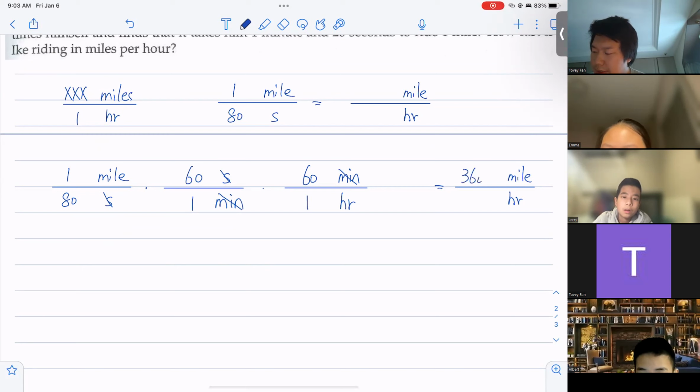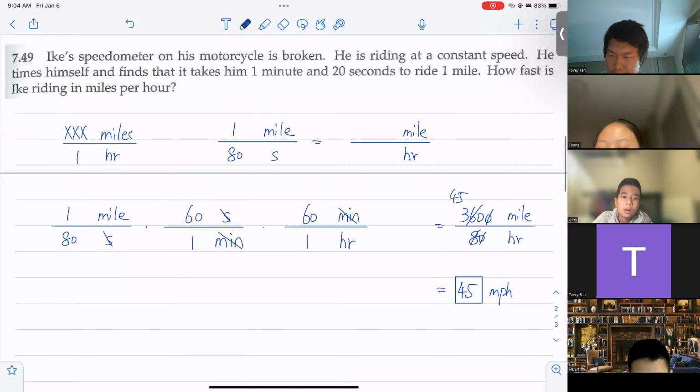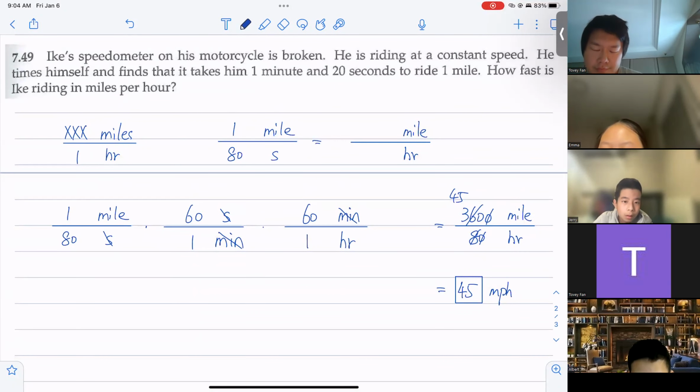We could say that's 3,600, and we have 80 on the bottom, right? And eventually we just do a division here. So 3,600 divided by 80, that's 45. So the answer would be 45 miles per hour. In this case, we just write down mph, miles per hour. So 45 miles per hour. Okay, Jerry, that makes sense? And Albert, makes sense? So Emma got it right, very nice.